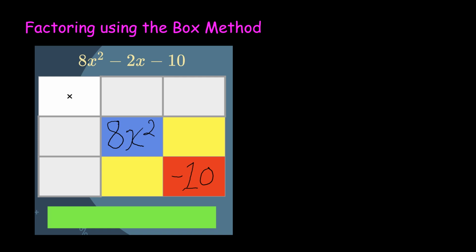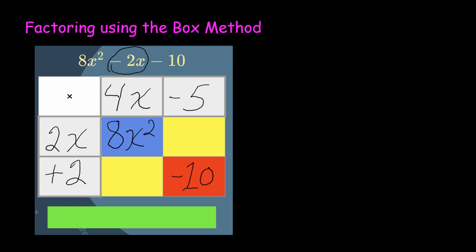Well, there's a couple ways we could do this. We could use 8 times 1 or 2 times 4. However, I think the best bet is 4x times 2x. Now let's look at minus 10. Okay, well, in our middle term, we need that to be negative 2x. So I would consider minus 5 and plus 2.